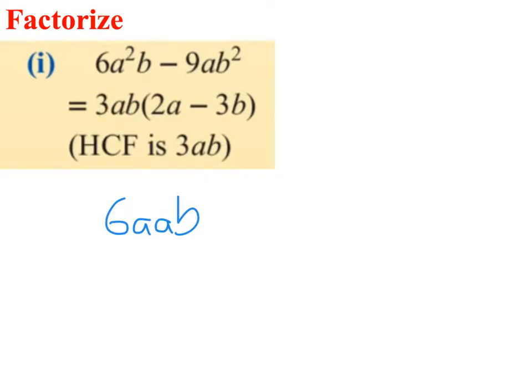Well, first of all, 6 and 9 can both be divided by 3. We have a squared and a, so a single a is common to both. And we have b and b squared, so a single b is common to both. So 6a squared b is going to be divided by the HCF, which is 3ab.